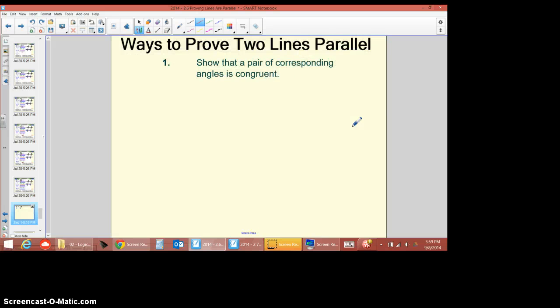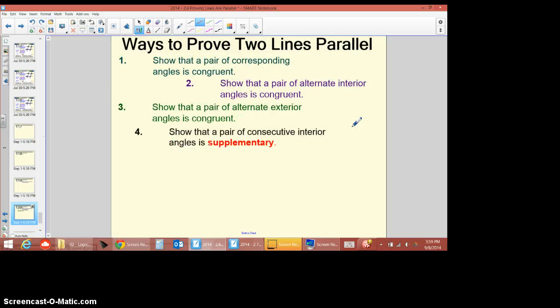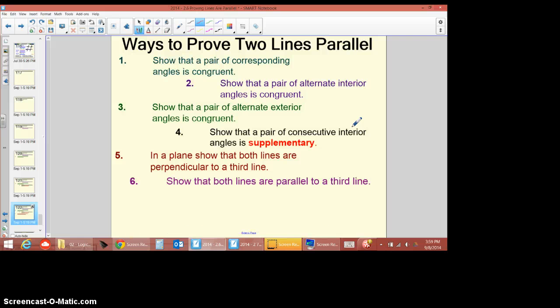And that is a little rundown on what you've got. I think I've got like 15 seconds or so. Yeah, there's your 6 reasons right there. Those are the only ways to prove 2 lines are parallel for the course of this class.